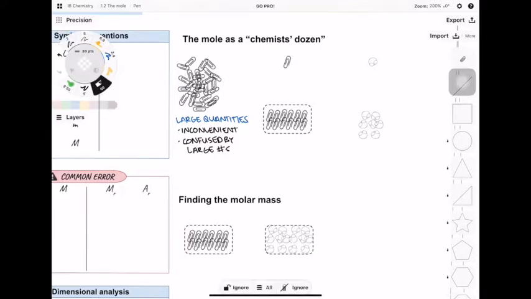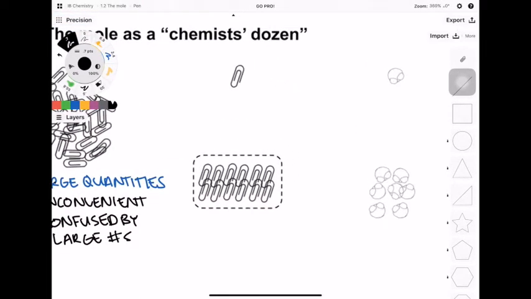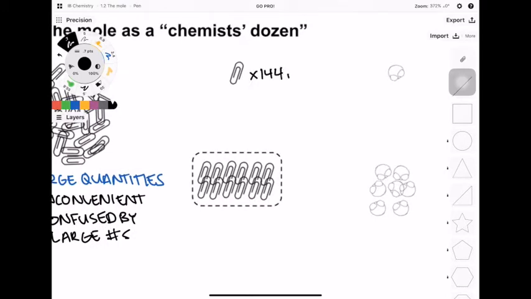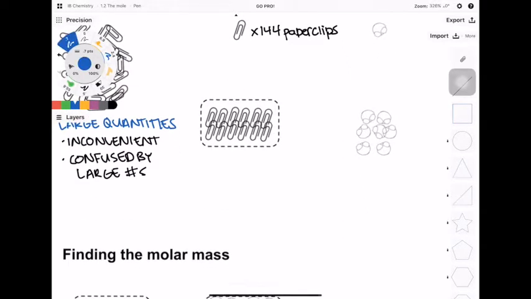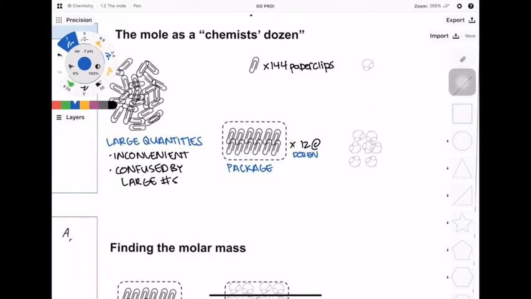And so what chemists decide to do is make packets. Taking a look again at our paperclip analogy, let's say we have 144 paper clips scattered across the table. This would be very hard to identify that you have 144. It would be a lot easier to figure that out if, for example, you had 12 packages of 12. If we always lump our paper clips into these packages, it's a lot easier to figure out how many we have just by looking at them.